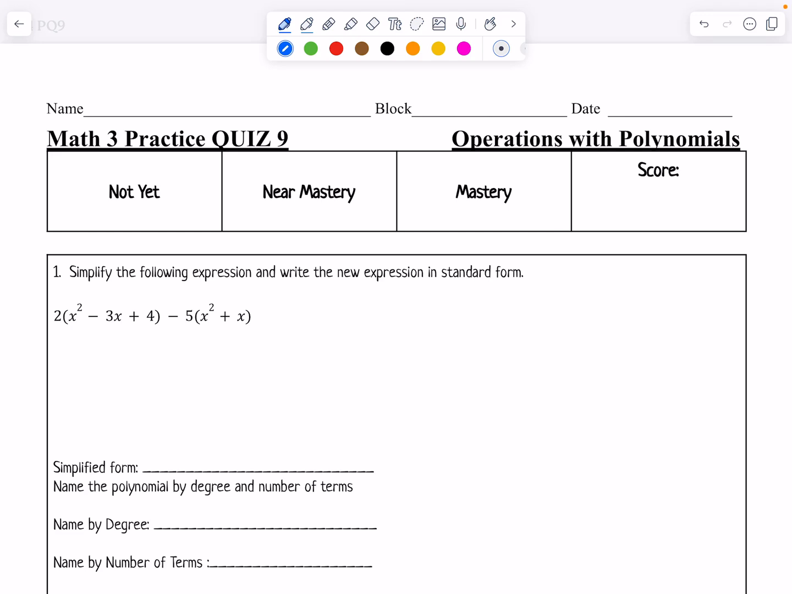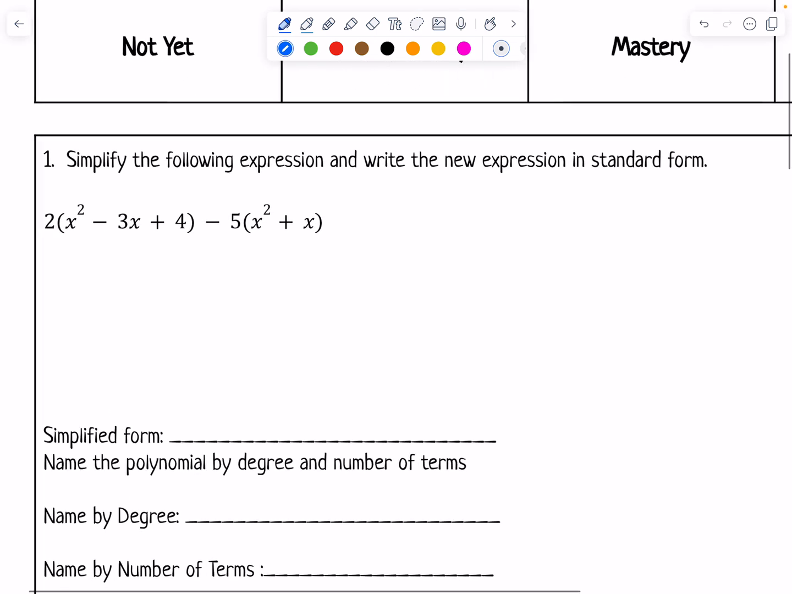In this video, we're going to take a look at practice quiz number 9, operations with polynomials. Number 1 says to simplify the following expression and write the new expression in standard form. Then we need to name the polynomial by degree and number of terms. So for the first part, I have 2 times the quantity x squared minus 3x plus 4 minus 5 times the quantity x squared plus x.